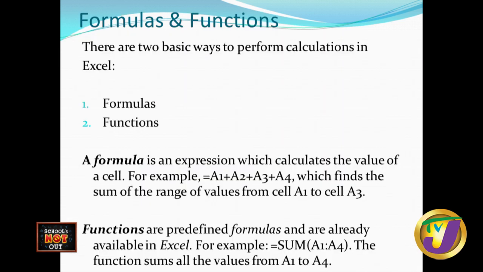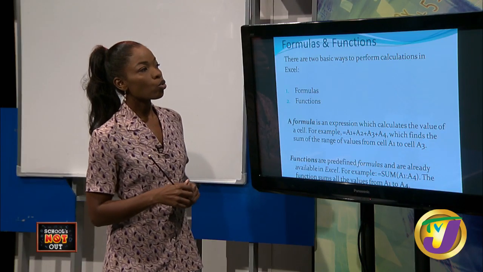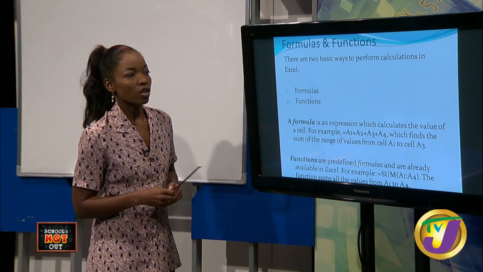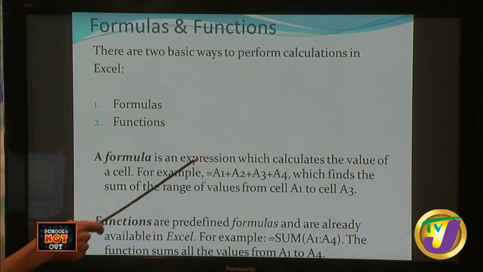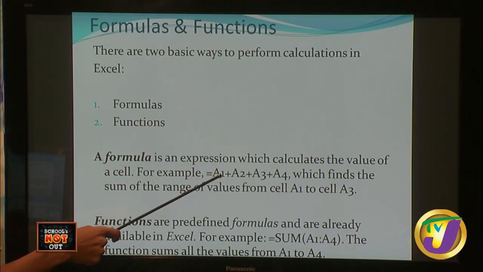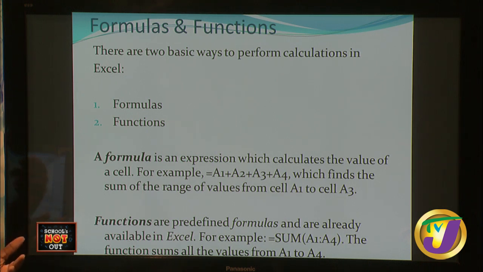Now we're moving on to formulas and functions. There are two basic ways to perform calculations in Excel, by using formulas and functions. If you use a formula to do your calculation, you must put the equal sign and you have to put A1 plus A2 plus A3 plus A4. You'll consistently do it over and over depending on the range of cells that you are using.